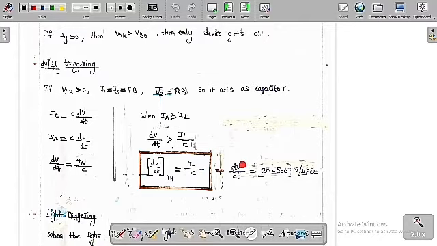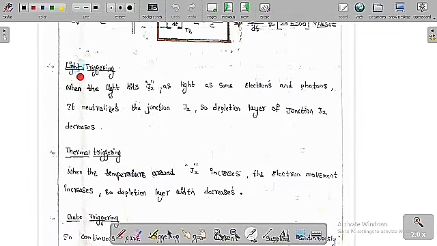So this is called dV by dt triggering. The third method is the light triggering. When light hits junction J2, as light has some electrons and photons, it neutralizes the junction J2. So the depletion layer of junction J2 decreases.